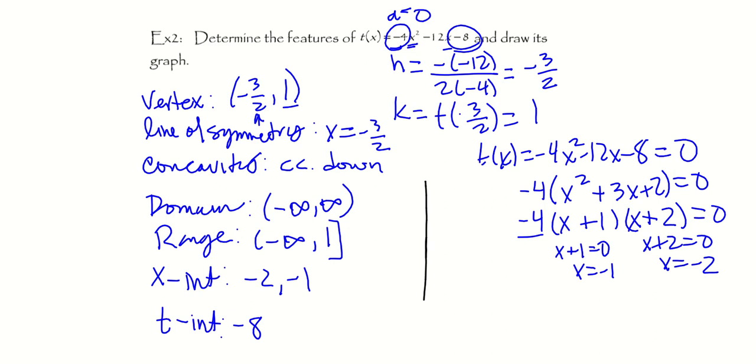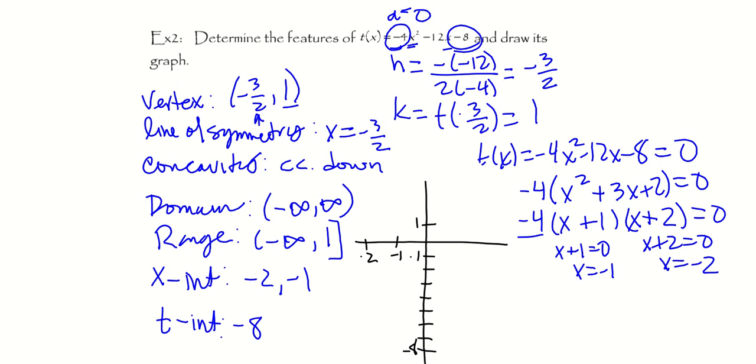I'm going to graph. Here's 1, here's -1, 2, 3, 4, 6, 7. Here's -8. I'll make this -1 and -2.